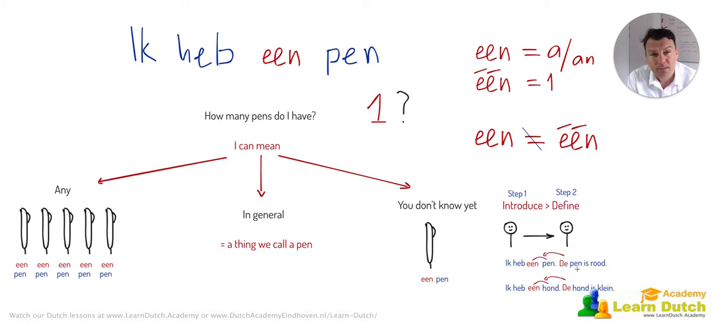So, what is de pen? The is referring to een pen which I have. So, introduce it first and define it in the second step. Another example. Ik heb een hond. De hond is klein.